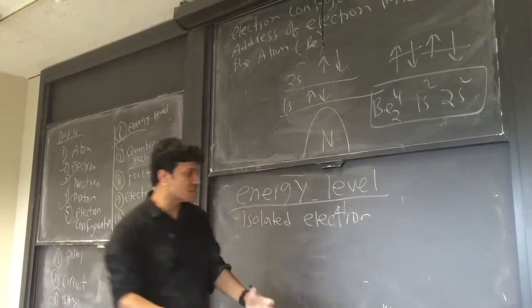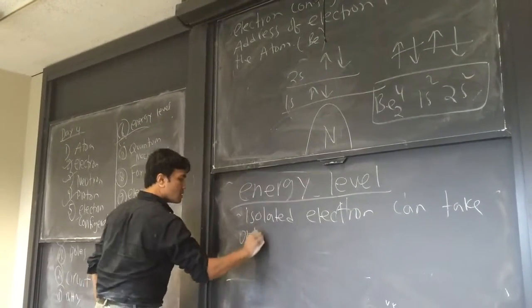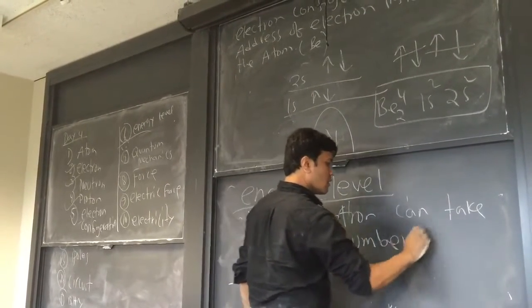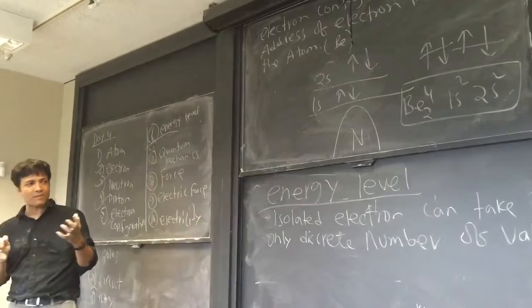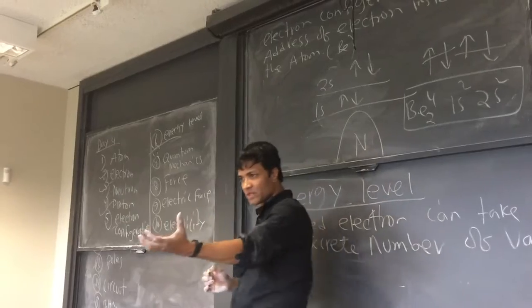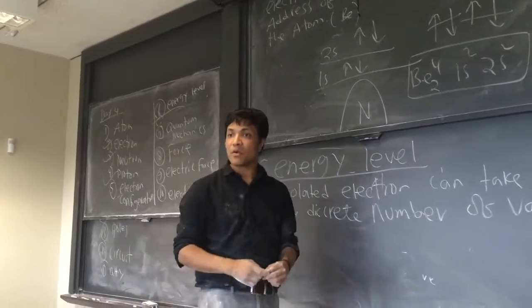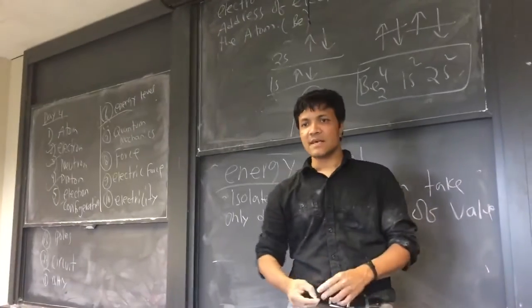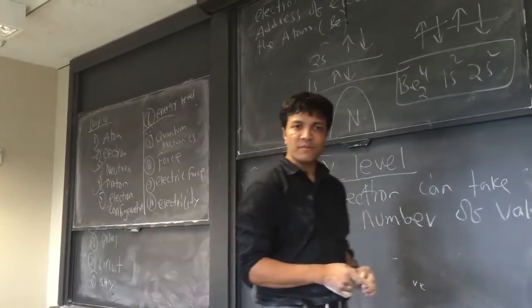An isolated electron can take only a discrete number of values. When I say that, I actually mean, let's count how many people are in this room. 15 people. Can we have more than 15 people? Yeah, all we need to do is invite some people. Can we have less than 15 people? Yeah, all we need to do is kick some people out of this room.